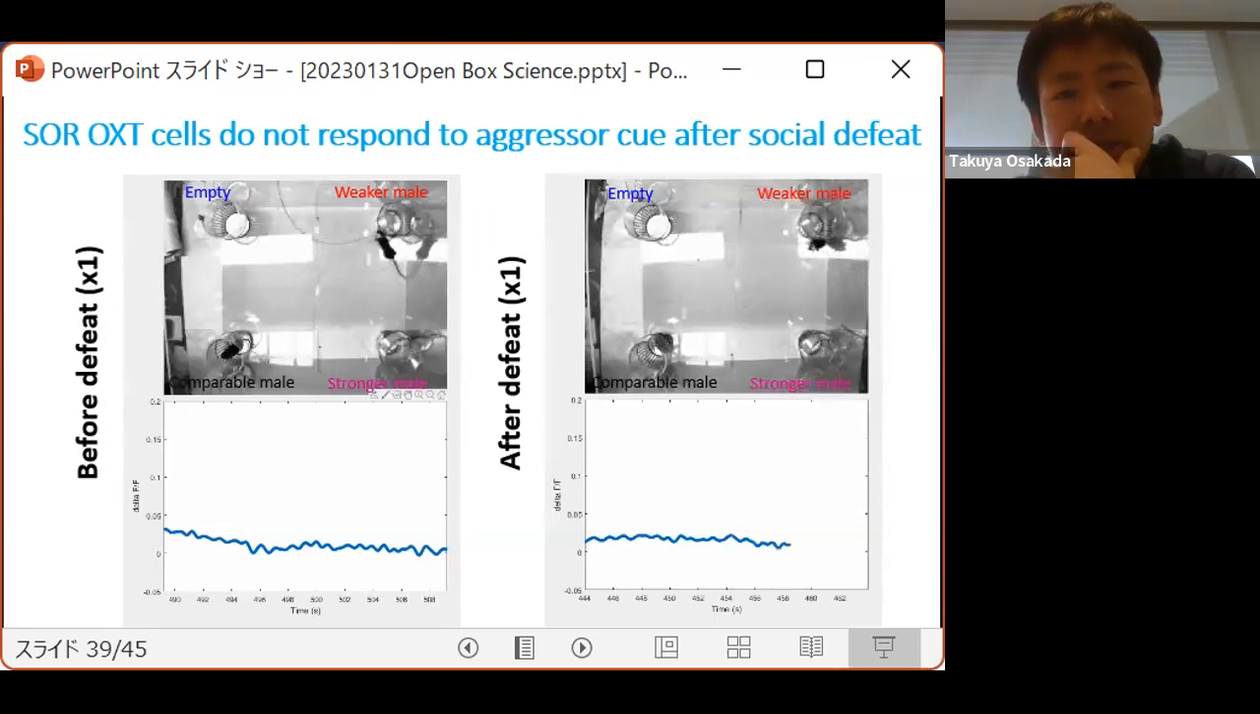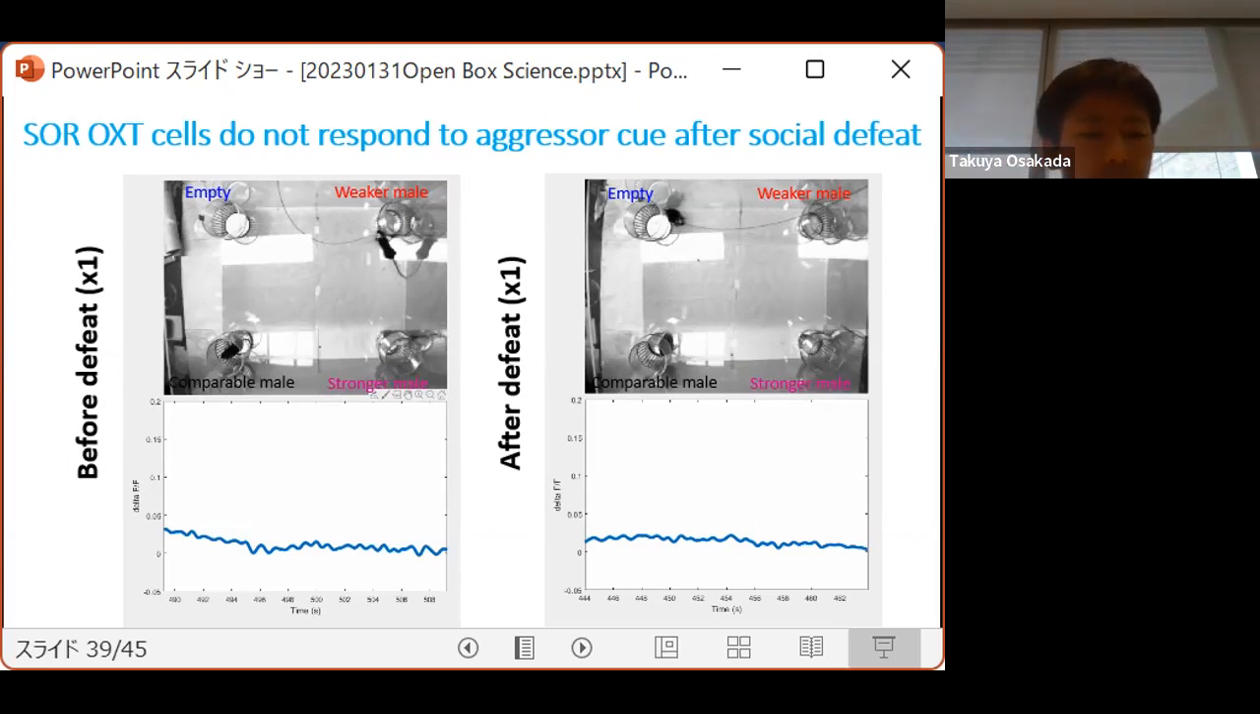Yeah, so now he showed the strong avoidance behavior, a quick retreat when he crossed by the aggressor's cup, but the neural activity of this population, SOR OXT, is quiet. So this population is important during defeat events, but after defeat, when they show the avoidance behavior, this population is not activated. As I showed before, the LTP effect is what drives avoidance, and the SOR oxytocin release is no longer needed for the avoidance behavior itself.